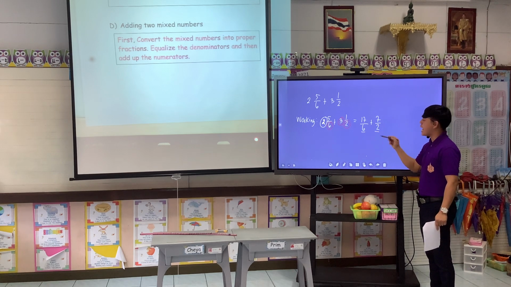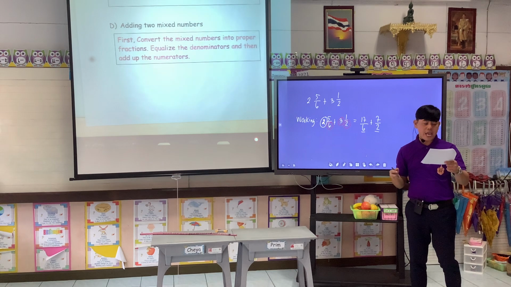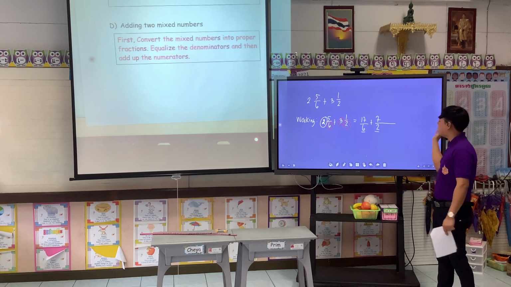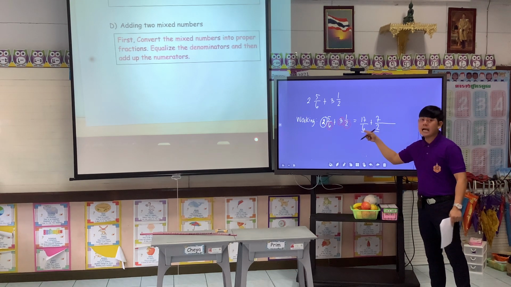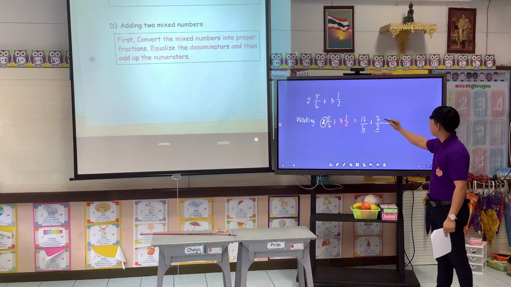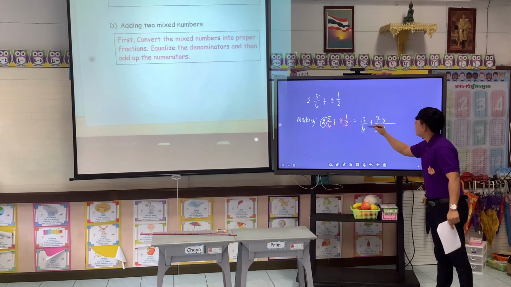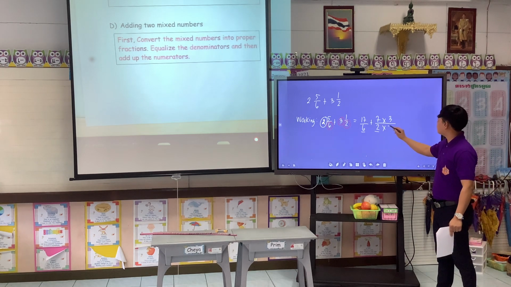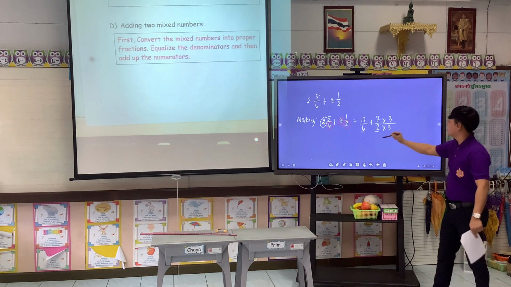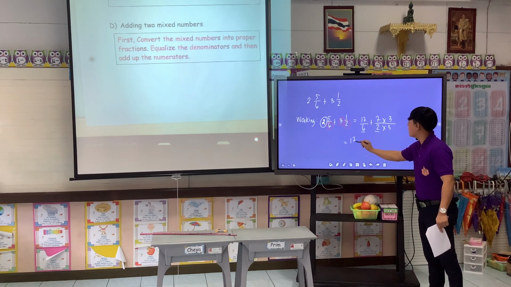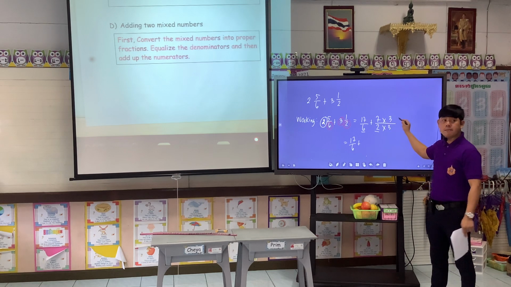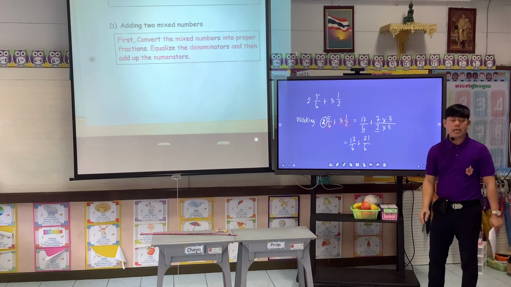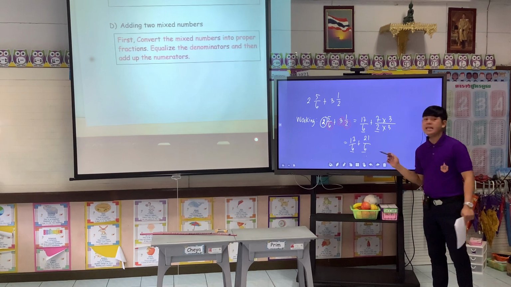So they are not the same denominator. So we can find a number to multiply by 2 that equalizes it to 6. What number can we find? Let's say 3. Is that correct? So 17 over 6 plus 7 times 3 is 21, and 2 times 3 is 6.